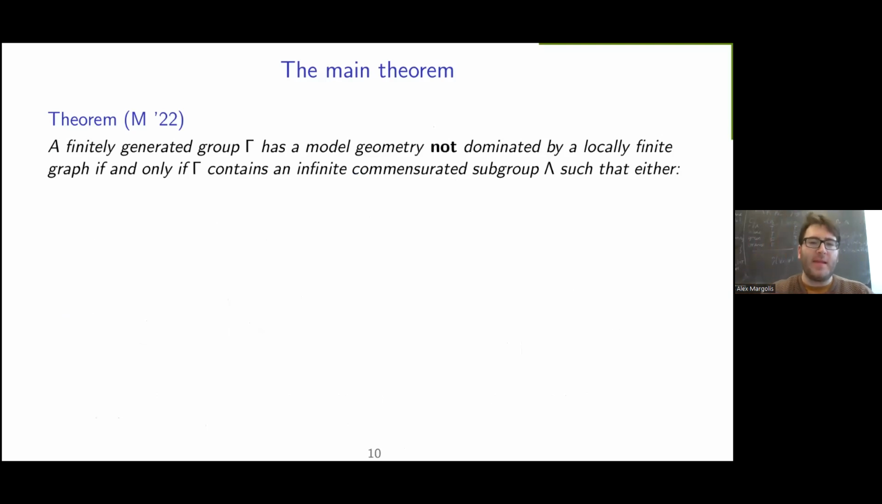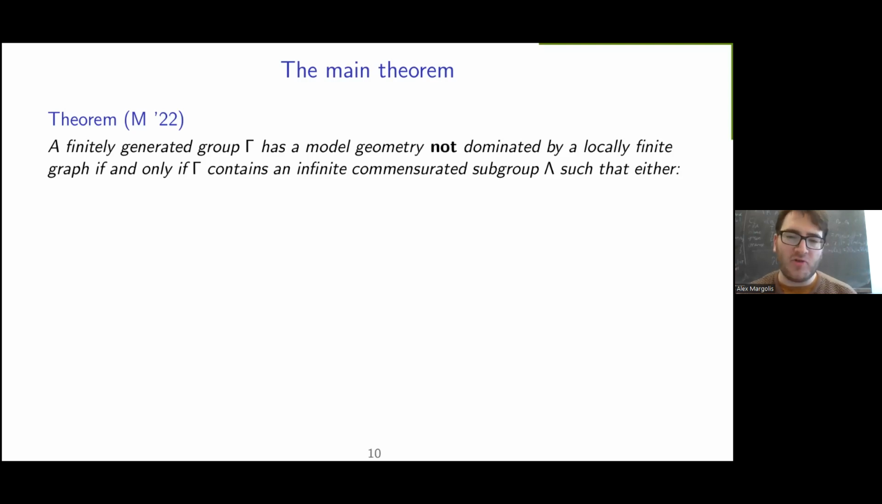And now we can talk about the main theorem. Again, this completely solves the problem of classifying which finitely generated groups gamma have some model geometry that's not dominated by a locally finite graph. Or informally, gamma acts on some metric space where there's a continuous one-parameter family of isometries, which means those isometries can't arise as isometries of a locally finite graph. And the theorem says the following.